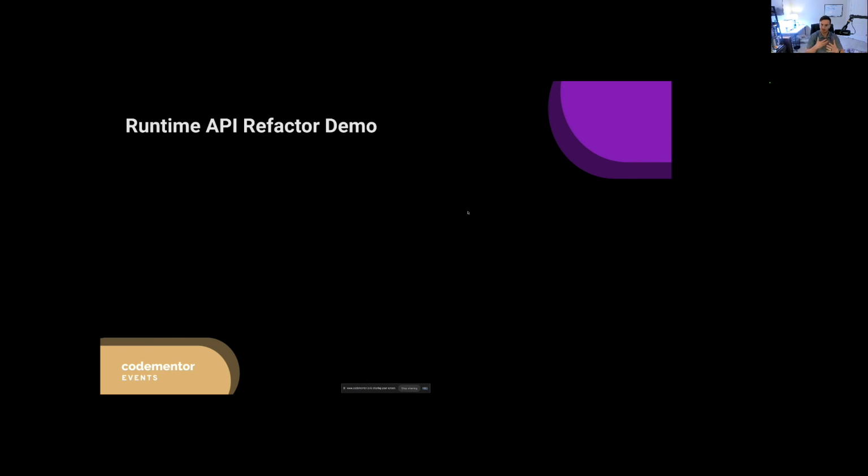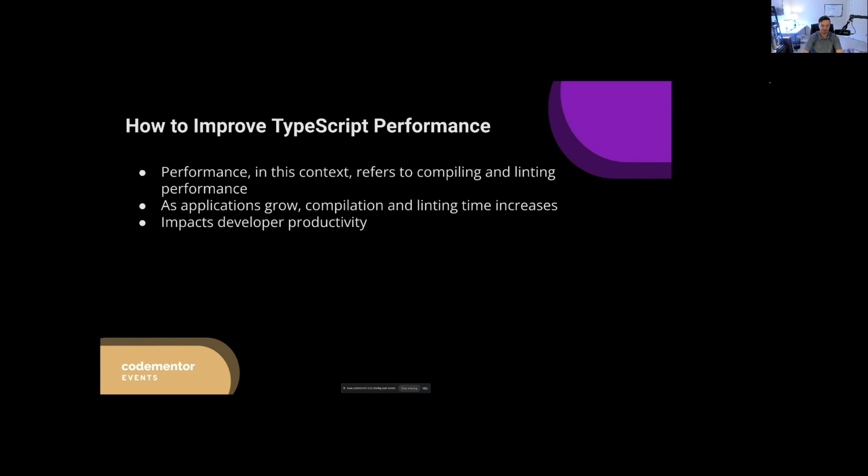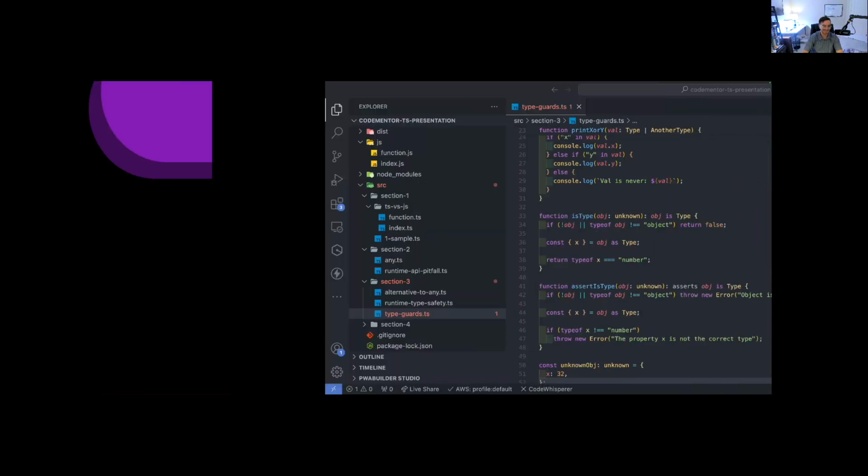So now that we've talked about runtime type safety and type guards, let's go back to that one demo where we're making an Axios request, but now using this runtime type safety. Oh, sorry. Gotta go to the demo.